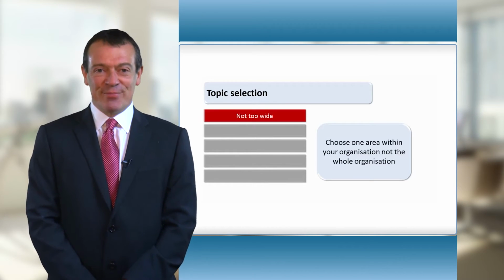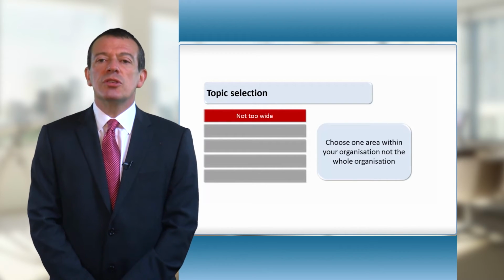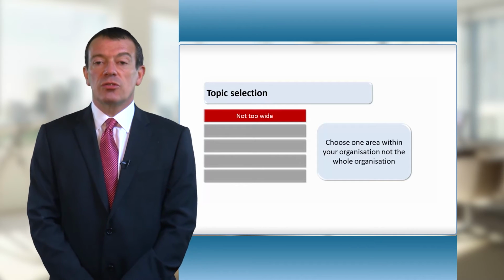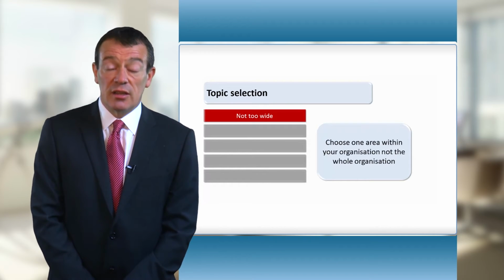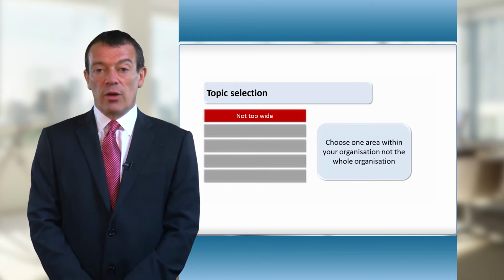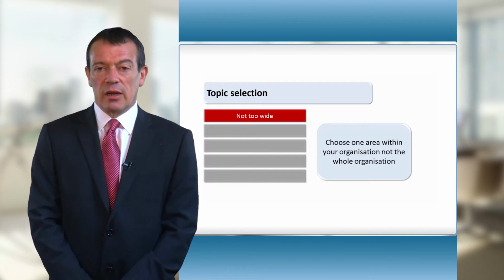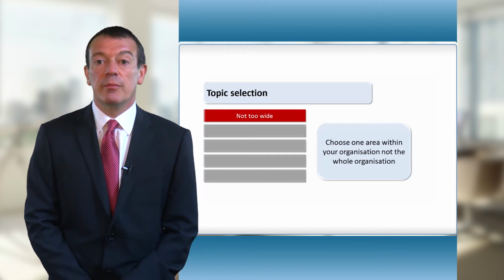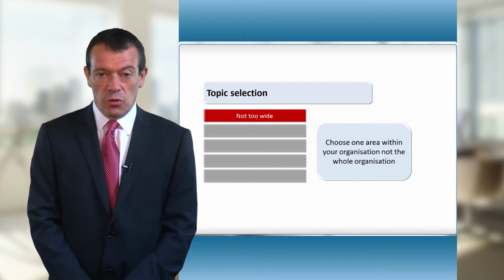So firstly, not too wide. Let's take a look at this. Choose one area within your organization. Do not choose the whole organization. Now this is very important. In the past I've seen reports where people have tried to change everything in the organization, and very quickly the report is up to 10 or 12,000 words and they are only halfway through. There will be too much information. So please be careful. Choose a section within the organization.